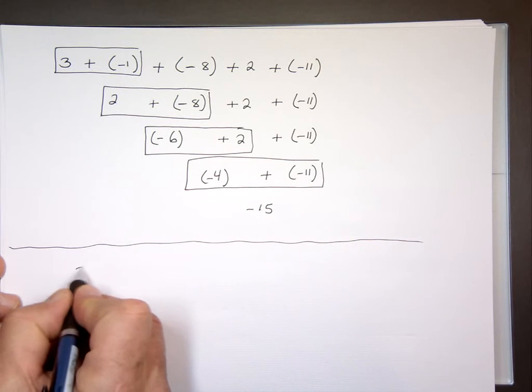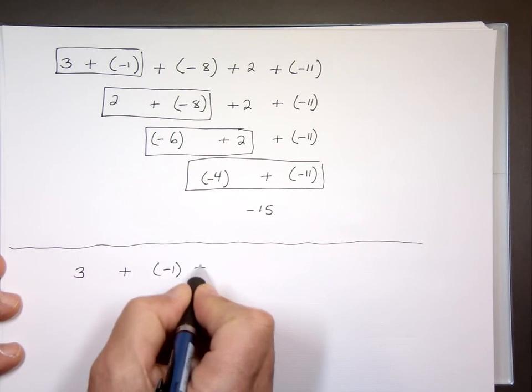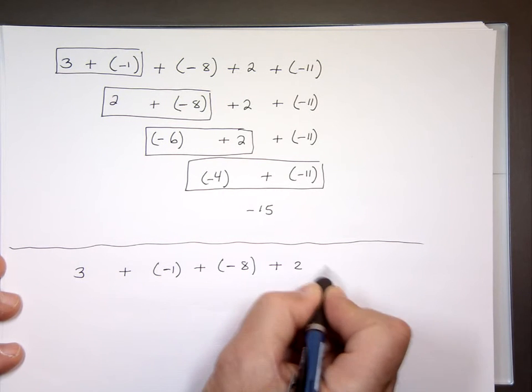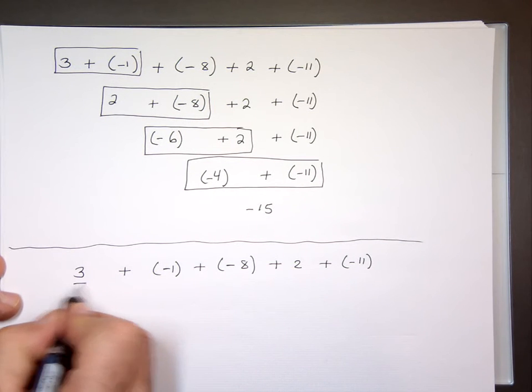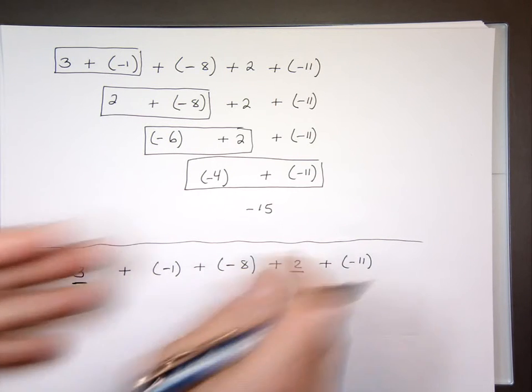Now, a lot of people didn't like this. They go, oh, that's too much work. So what can we do then? Same problem. They said, let's take all the positive numbers, add them and make one number out of them. What's 3 and 2? 5.